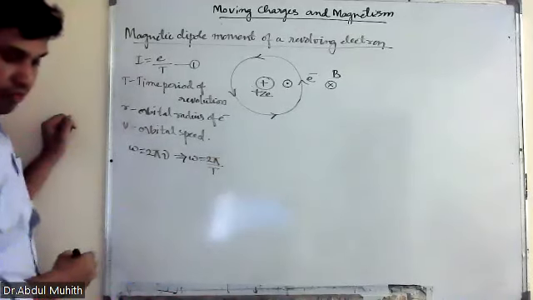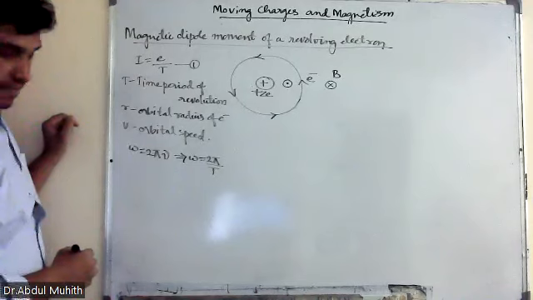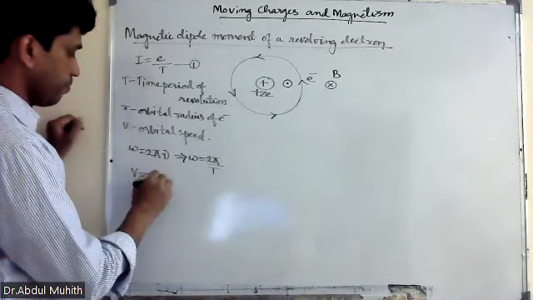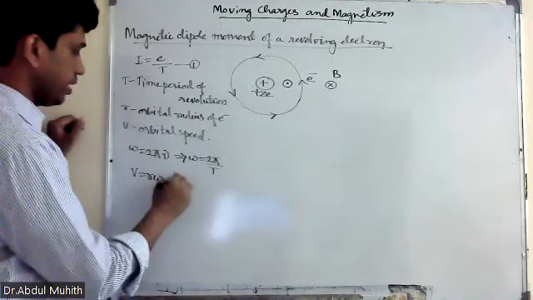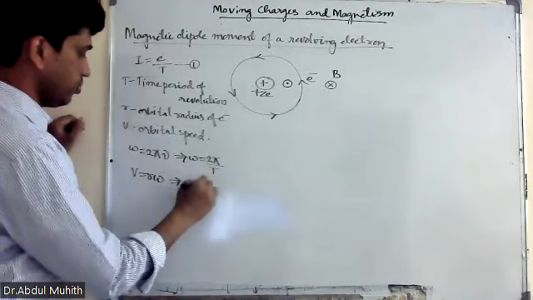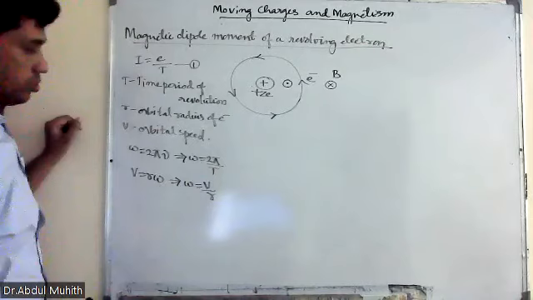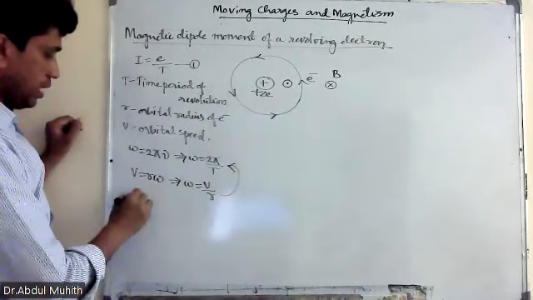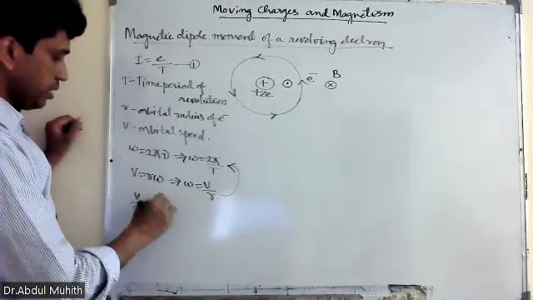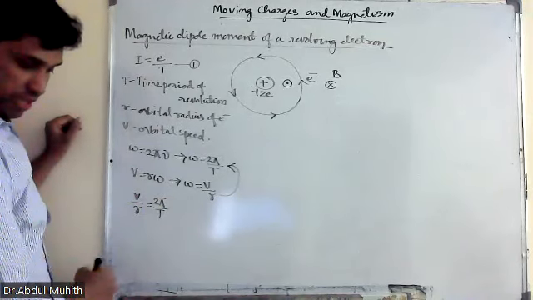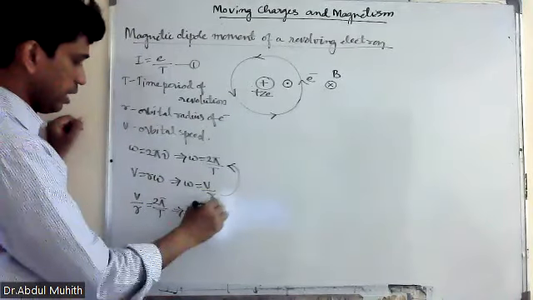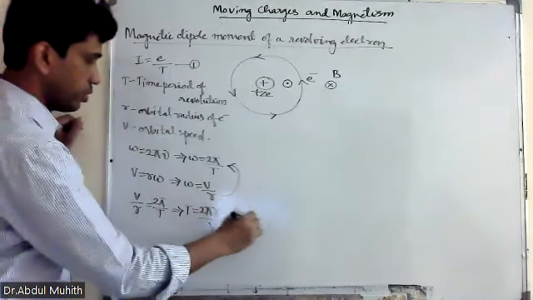But what is the relation between V and omega? We have V is equal to R omega. So omega equal to V by R. We are going to substitute this into this equation. So V by R is equal to 2 pi by T. So we get T is equal to 2 pi R by V. Let it be equation number 2.